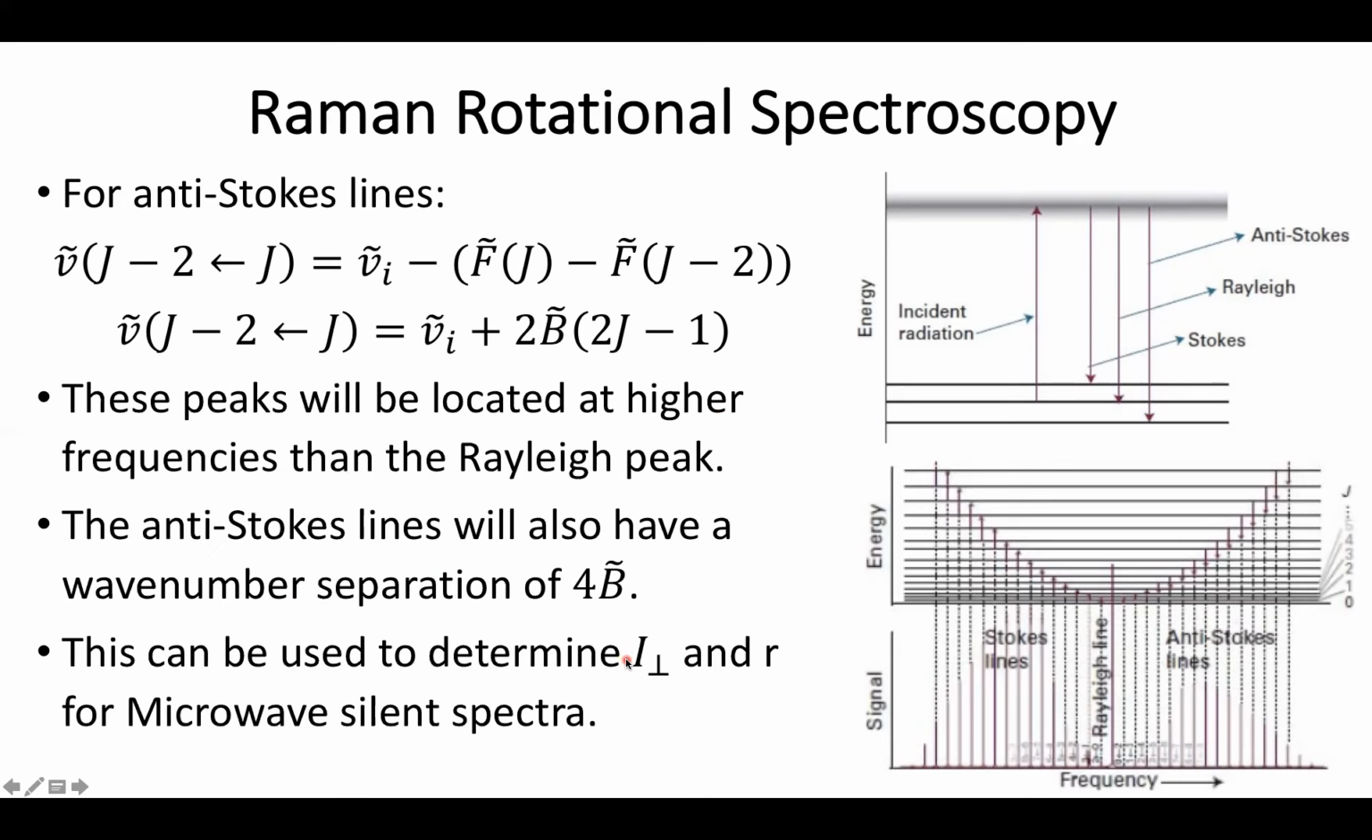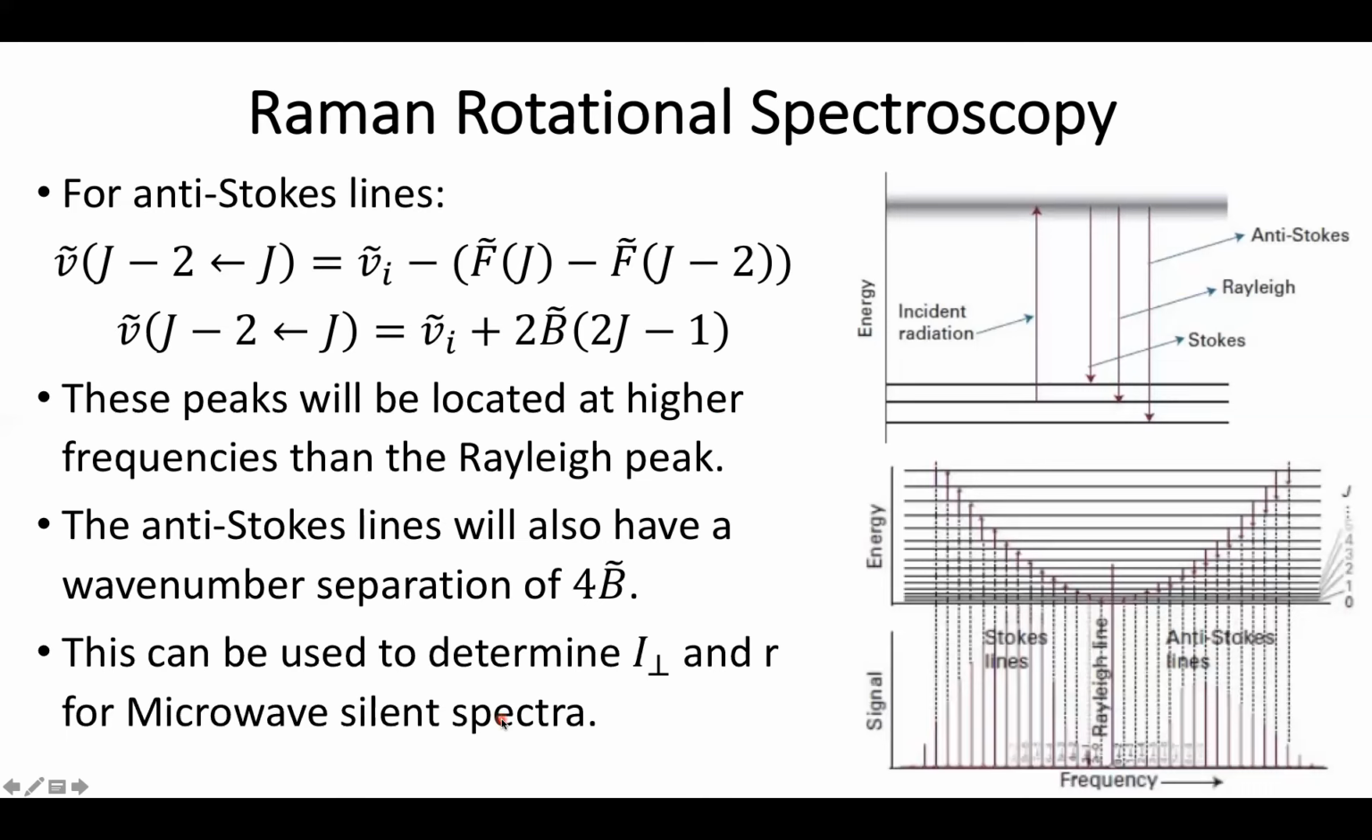However, we can use our Stokes and anti-Stokes lines together, just like we did for absorption spectra, to determine the moment of inertia and the bond distance for spectra that are microwave silent. So again, very useful for a lot of nonpolar species.